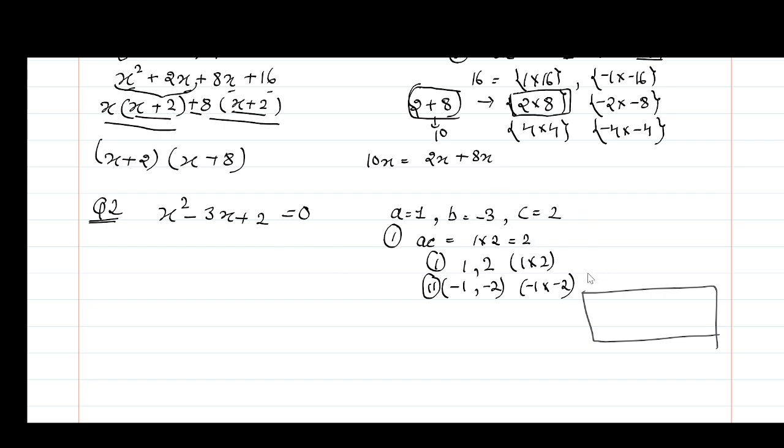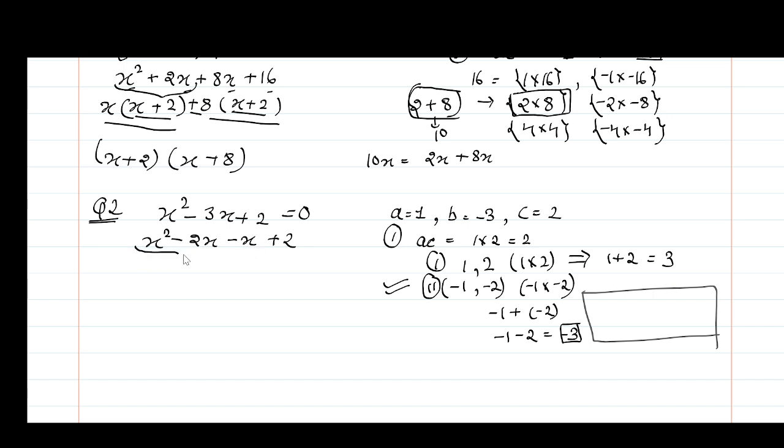which pair, 1 and 2 or minus 1 and minus 2, can give me minus 3, the value of b, when I add them? When I add the first one, 1 plus 2, I get only 3. But when I add these two, minus 1 plus minus 2, right? Minus 1 minus 2, that is minus 3, right? So I will pick this pair, minus 1 and minus 2. Go back to the equation, write down the first term as it is, x square, write down the last term plus 2 as it is, and split the middle term into the chosen numbers. Minus 3x, I can write as minus 2x minus x.